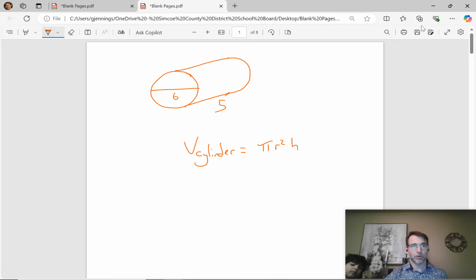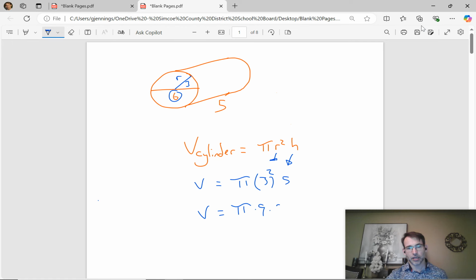Oh, wait, though. Wait a minute. We don't have radius. We have diameter. That's the radius, r. And this is the diameter, d. And radius is half the diameter. So the radius is 3, folks. So we have the volume is equal to pi times 3 squared. That's just putting it in for radius. And then times the height, which is 5. Okay, so the volume is equal to pi times 9 times 5.